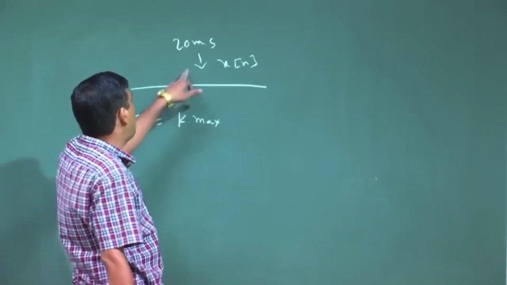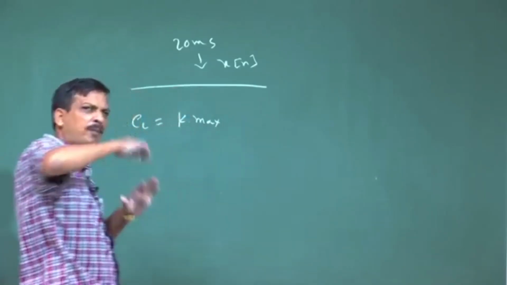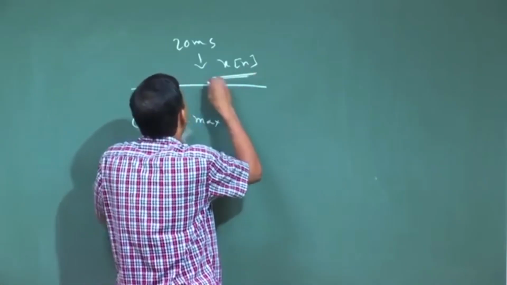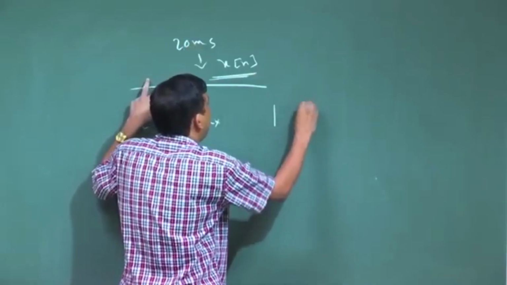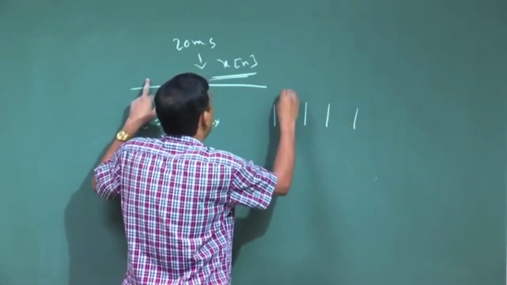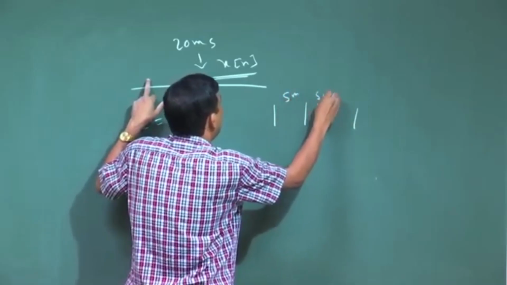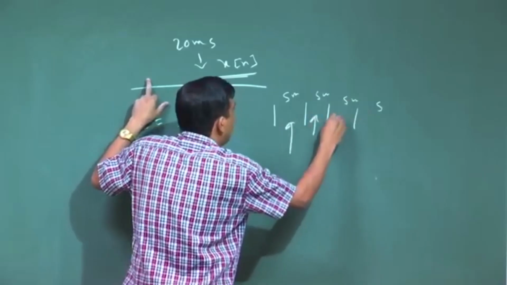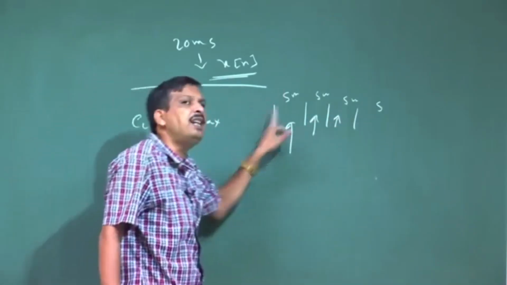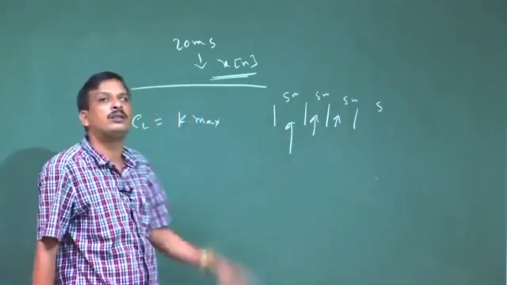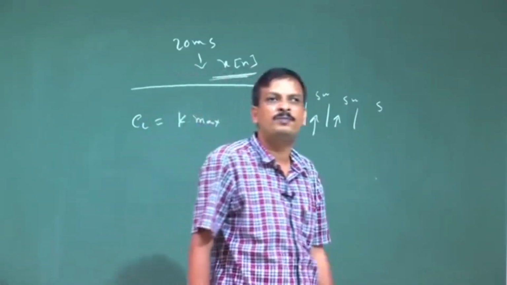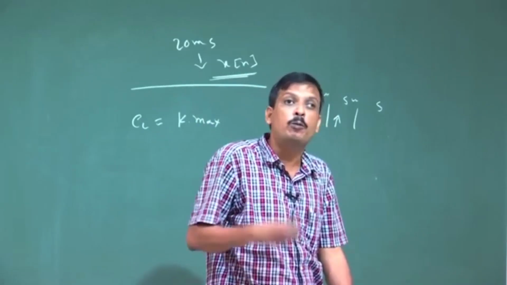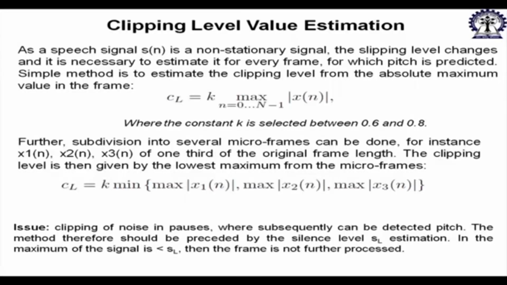Okay. Now, if I have a signal which has a lot of variation in amplitude, then instead of taking the single max, I can divide this 20 millisecond signal into maybe 4 segments, 5 milliseconds, 5 milliseconds, 5 milliseconds, 5 milliseconds, and from each segment find the maxima and take the mean of those maxima to find the CL value. That is the formula. Okay. So, this is called central clipping to improve the autocorrelation based F0 extraction.